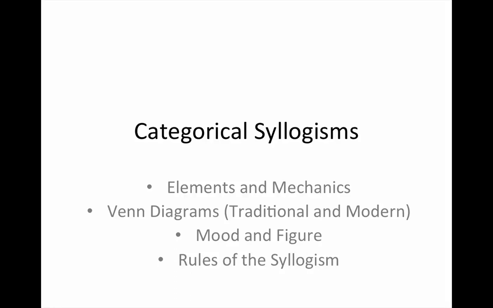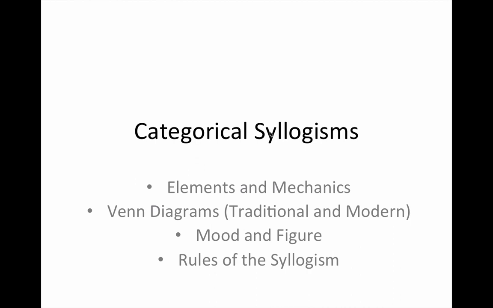We know a lot about the categorical proposition. We also know a lot about how to make inferences from one categorical proposition to another. We now move on to discussing the categorical syllogism. The categorical syllogism is a three-proposition argument, two premises, one conclusion.